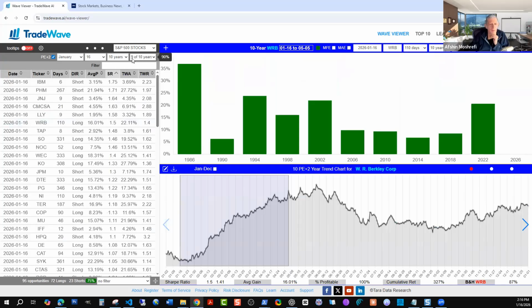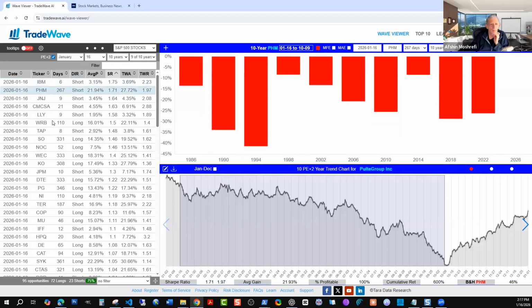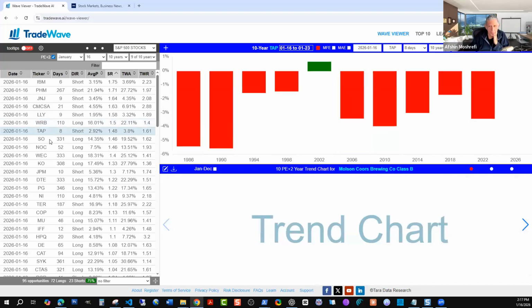Now I just switched to 9 out of 10 years, and you see a much larger list. Well, the top ones are W.R. Berkley, which is actually bullish during midterm election years over the next 110 days, which is from today until the beginning of May. So these are the new features.